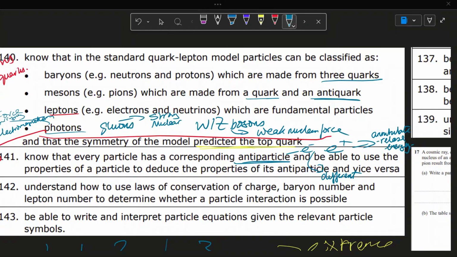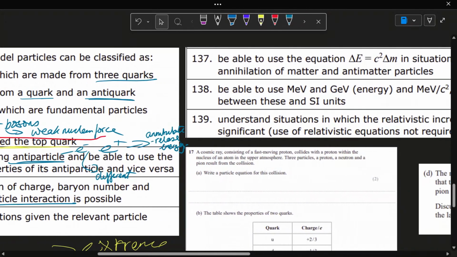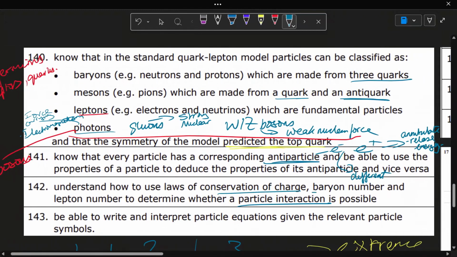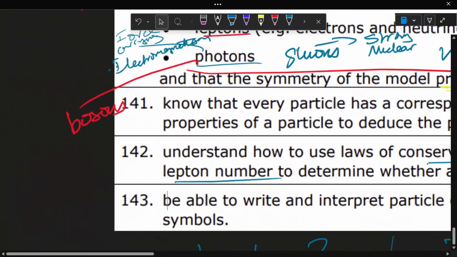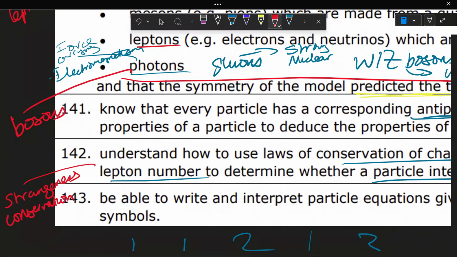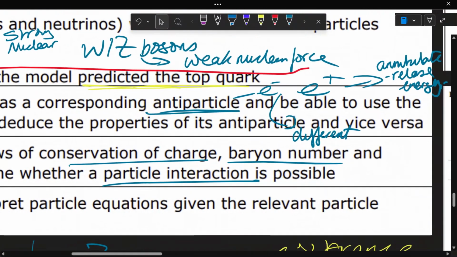Okay, next we need to learn how to determine if a particle interaction equation, something like this, is possible using charge conservation, baryon number, lepton number. Strangely, there's one that they're missing, I think: strangeness conservation. Okay. So charge is self-explanatory.